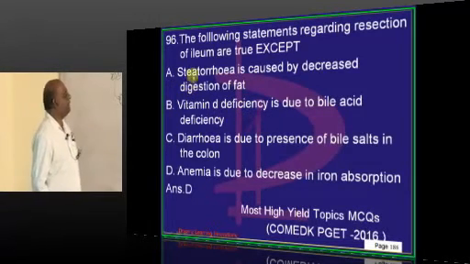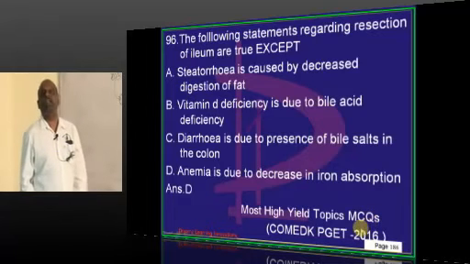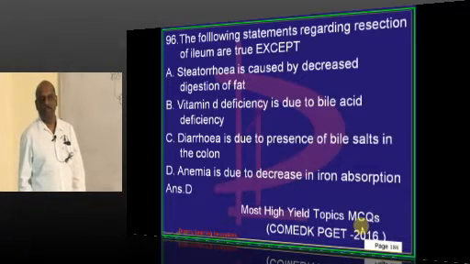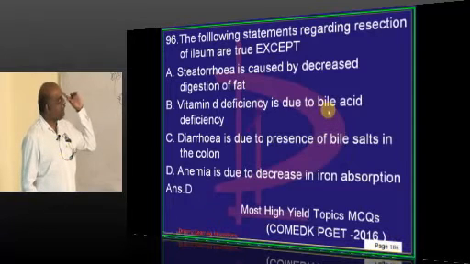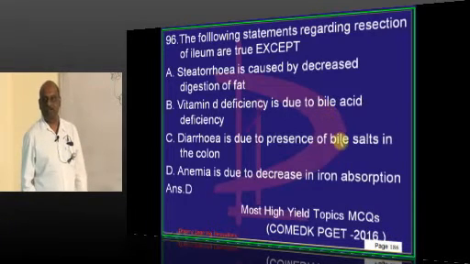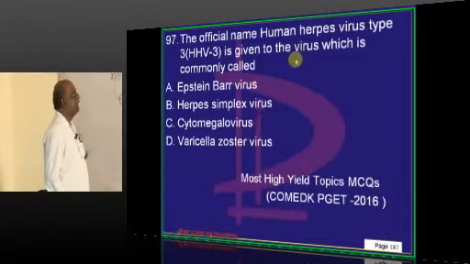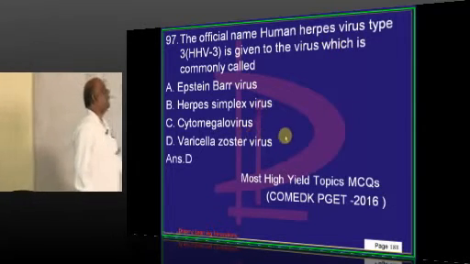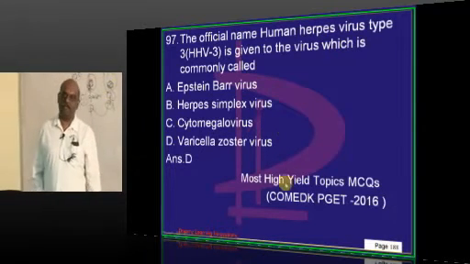Then resection of ileum, what does it basically lead to? Anemia is because of folate deficiency, not iron absorption. Even an ant knows this, right? Because iron is absorbed at which level, doctor? Duodenum, not at ileum. Human herpes virus 3 is basically varicella zoster.